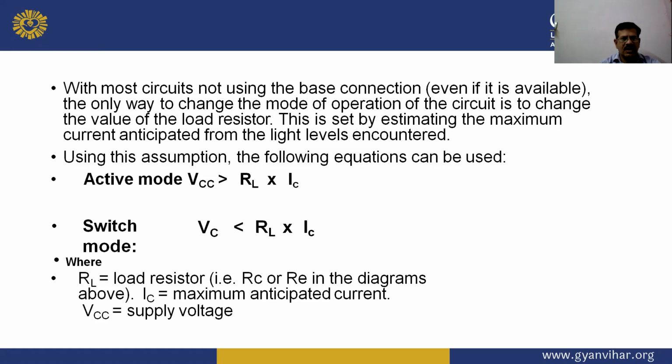In active mode, VCC is greater than RL times IC. VCC is the supply voltage or DC supply voltage, RL is the load resistance, and IC is the maximum anticipated current. So in active mode, VCC is greater than RL times IC, while in switching mode, VCC is less than RL times IC. These are the two conditions for the active mode and the switching mode of the phototransistor circuits.